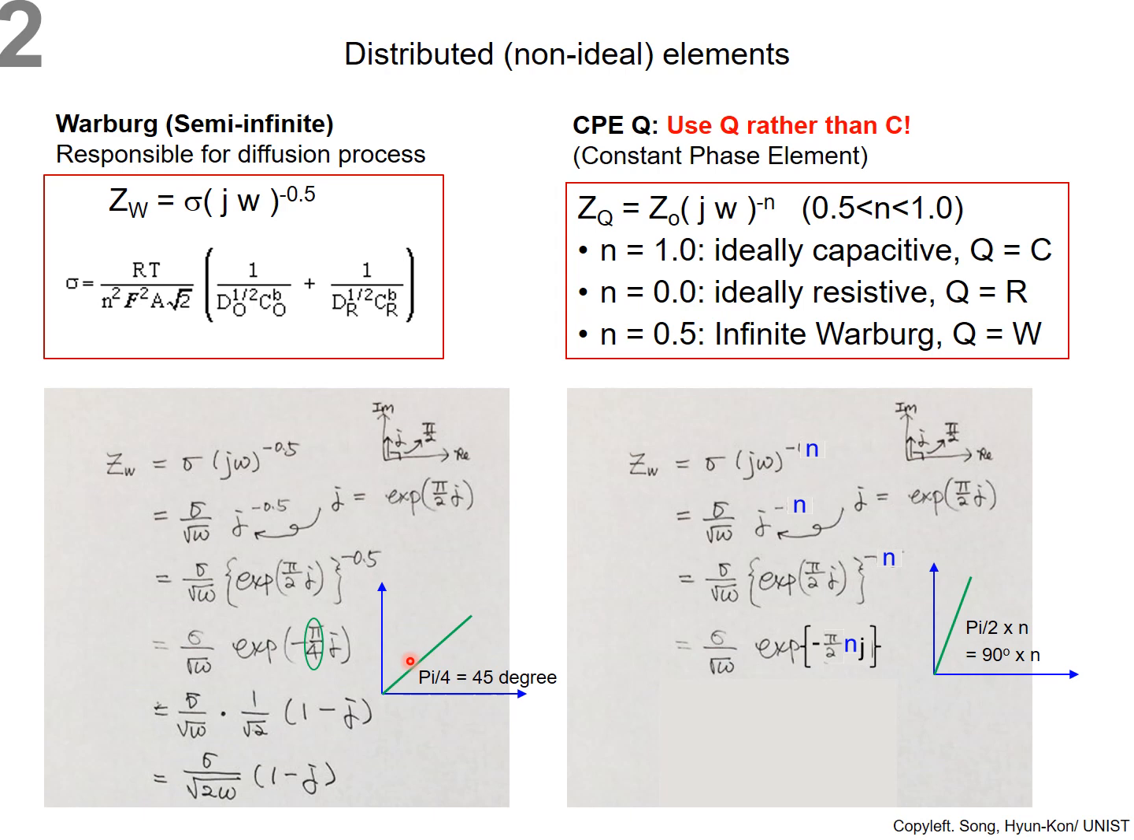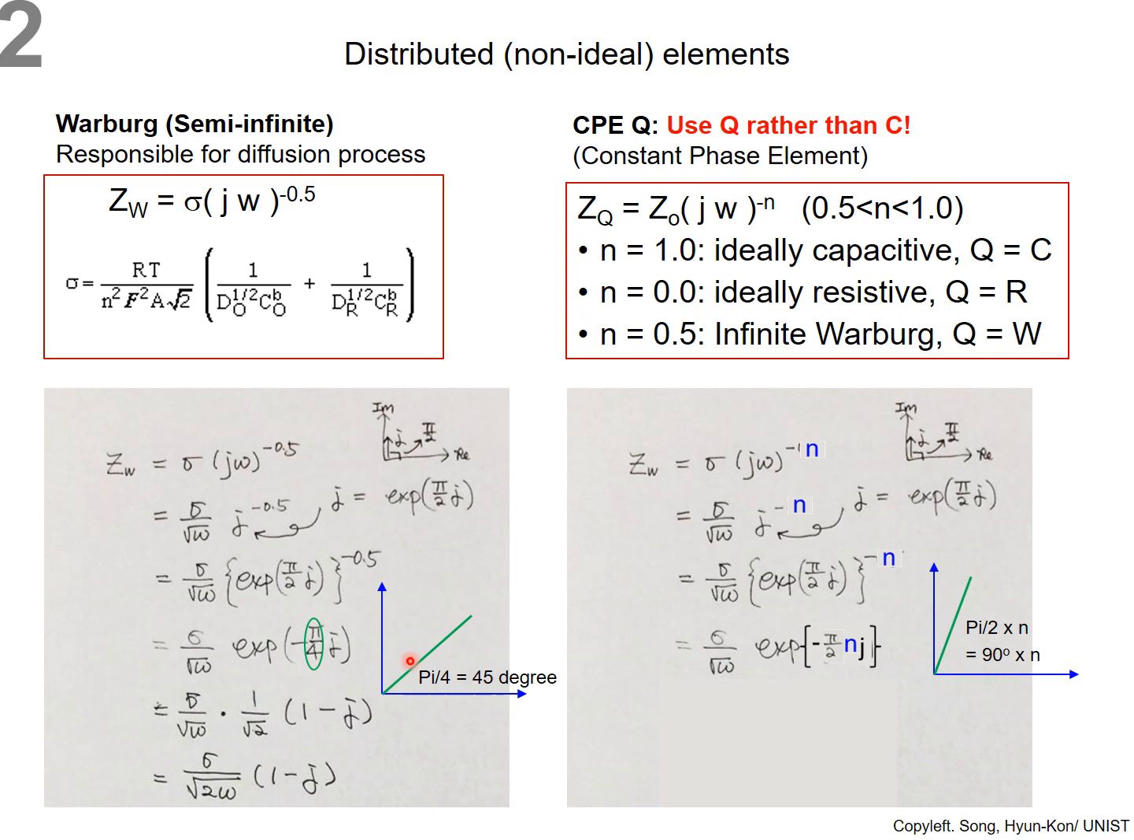Let me summarize it. For the non-faradaic process or capacitive process, we have a vertical line, the phase angle of which is pi over 2, actually minus pi over 2. That is for the capacitive behavior. However, when the line is inclined at 45 degrees, actually minus 45 degrees, then that line is responsible for the process of diffusion.